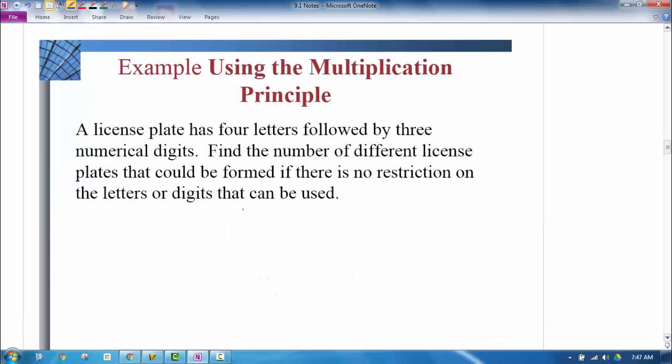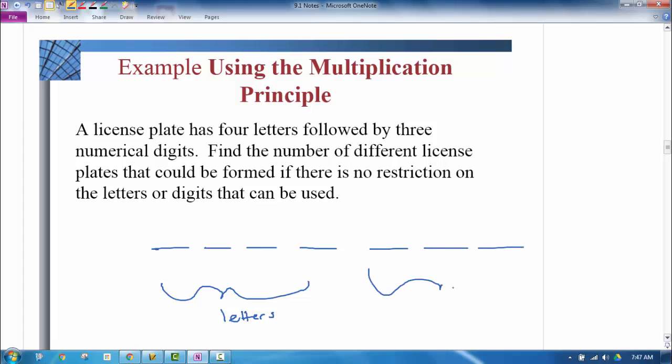So let's try it again for another example. This one says a license plate has 4 letters followed by 3 numbers. So we got 4 letters first, and then we've got 3 numbers. Okay, so for the letters, there's 26 letters. So if you look at a tree diagram for this one, I'm not going to draw this all out, obviously, but you could pick A, you could pick B, you could pick C, you could pick D, and there's 26 total possibilities.